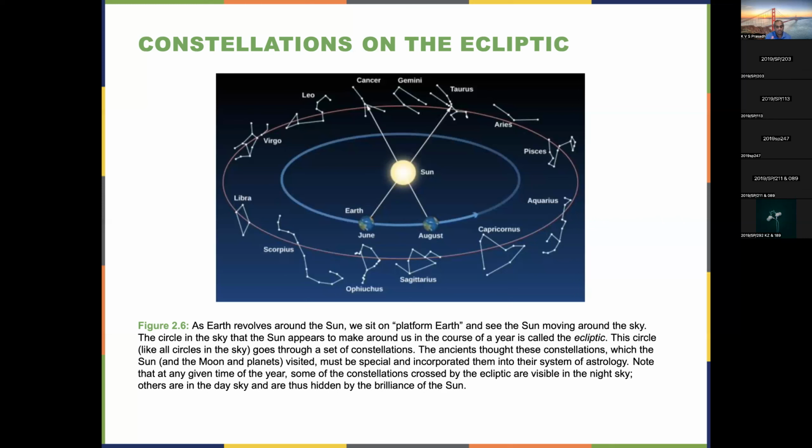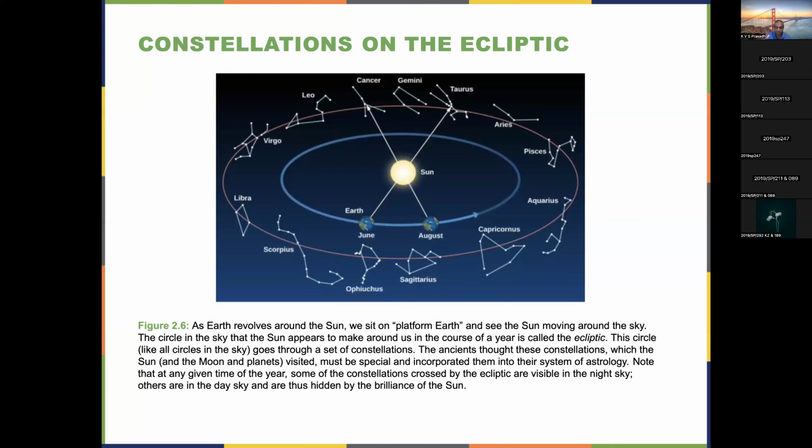And there is another thing that is attached to the same concept. This path of the sun, or the circle, will go through a different set of constellations, right? And what Asian thought about these constellations is that the sun, and also the moon and the other planets, are visiting these constellations, right? And they thought that there would be something special incorporated with these movements on the sky for their systems of astrology, right? So they incorporated this concept into astrology.